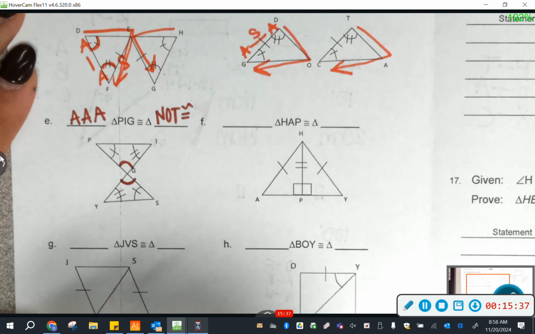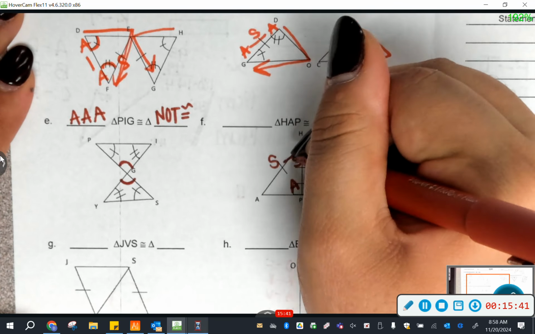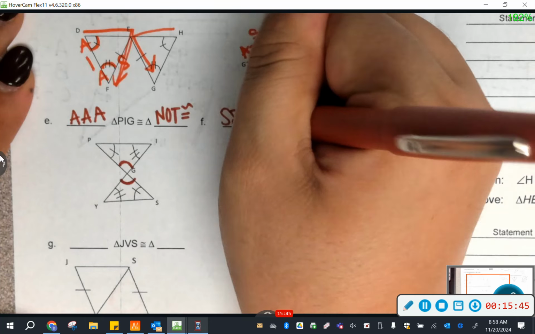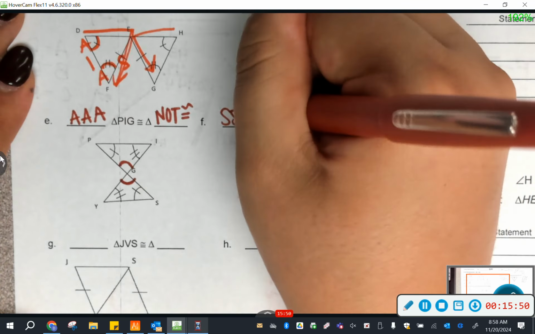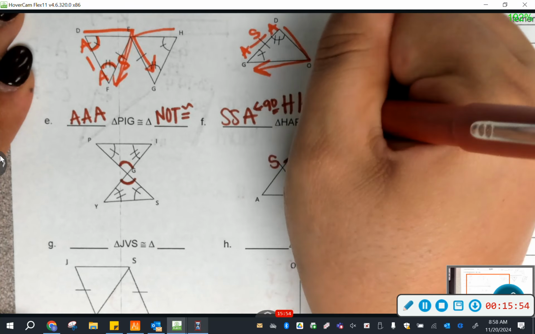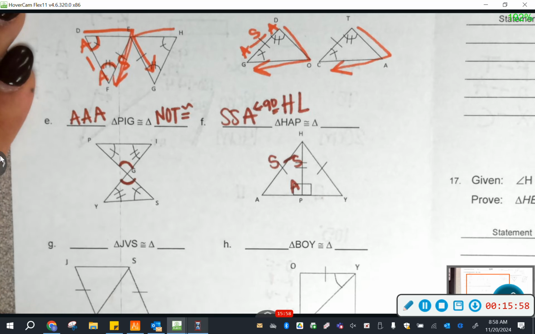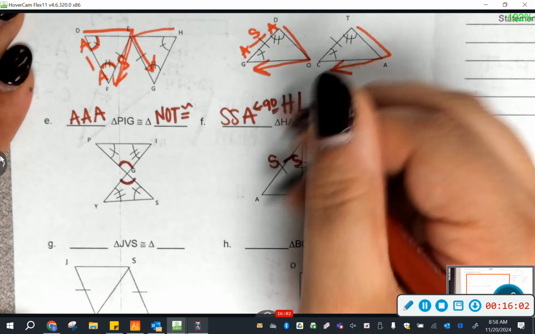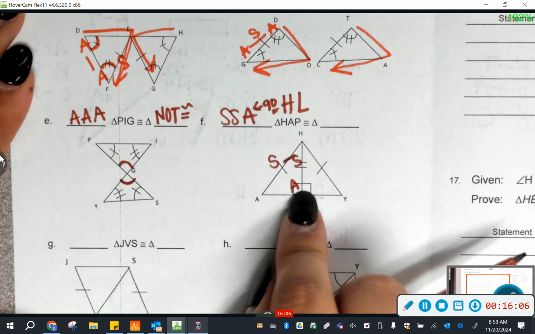What do I have on the next one? Side, angle, side. Okay, so is my angle between my 2 sides? No, so I have side, side, angle. But it has a 90 degrees, so what is it actually? HL. This is HL. Shh, Alex, you're going to have to move. You can't listen. So not congruent. No, it's HL. It would be not congruent if it was just SSA with no 90.